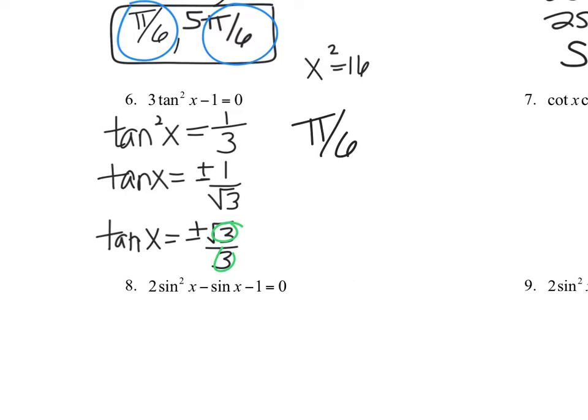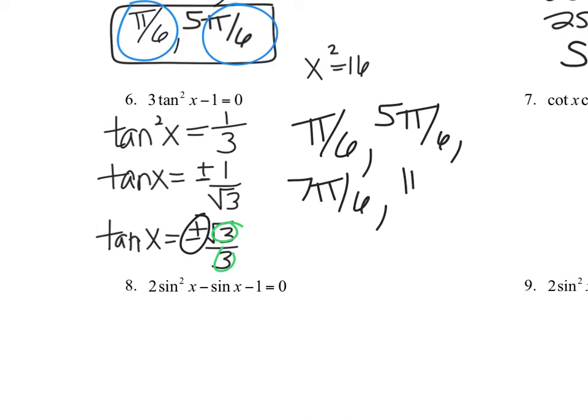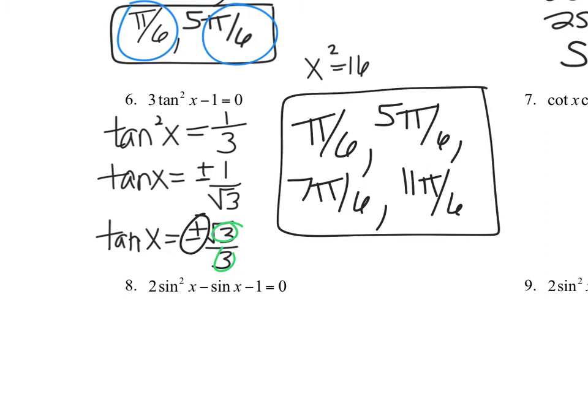Okay, but I have plus or minus, so guess how many answers I'm going to have? 4. All the positives and all the way around. All the pi over 6's, right? Because tangent's positive in 1 and 3, so I need those. But then I also need the negatives, which are in 2 and 4. So pi over 6, 5 pi over 6, 7 pi over 6, and 11 pi over 6. 4 answers to that problem from 0 to 2 pi.